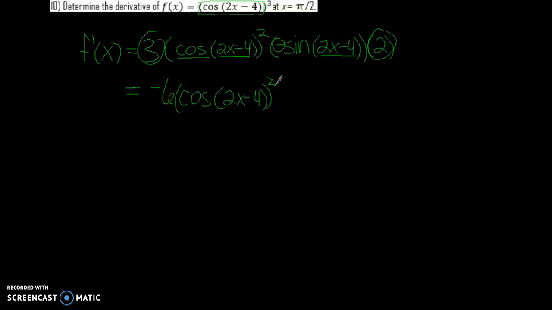Keep in mind we're squaring the whole thing, not just this, the whole thing. We're not just squaring that guy. Okay, and then we already brought the negative to the front. And so we're ready to plug in pi over 2. Okay. So when you plug in pi over 2, you end up with this.